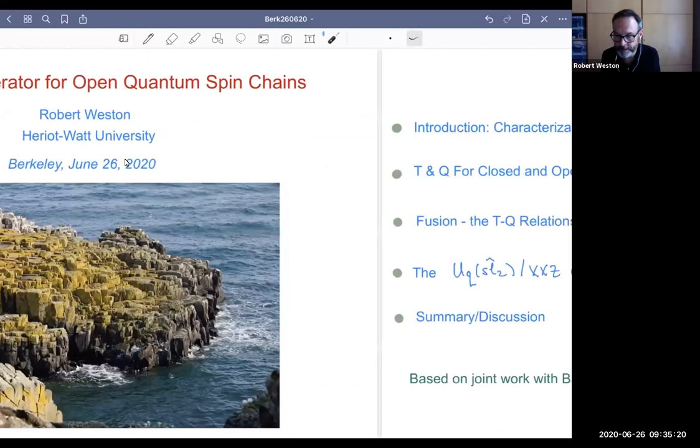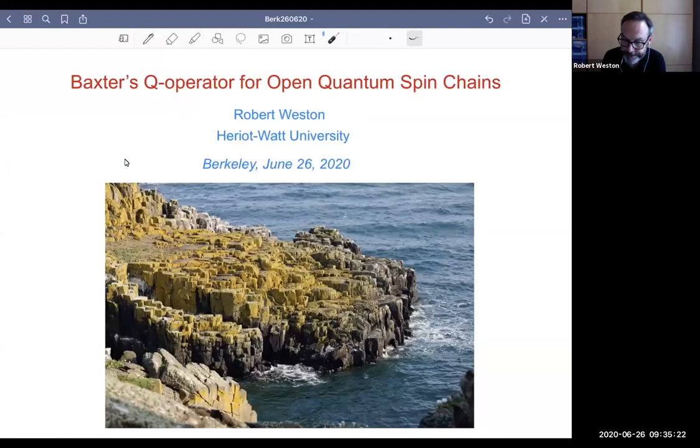I want to talk about Baxter's Q operator for open quantum spin chains. And this is where I want to be right now, which is in the Isle of May, but actually I'm stuck in my bedroom as I have been for the last 3 months. But hopefully it'll get out soon.